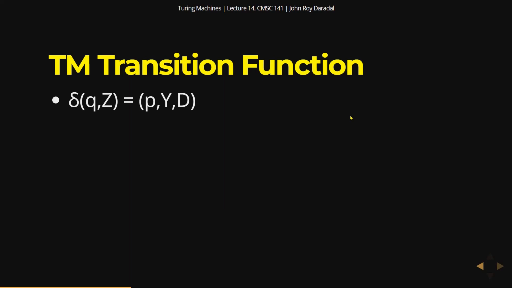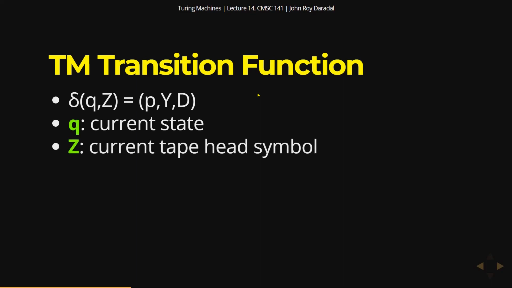Okay, so the transition function of a Turing machine looks like this. You have delta(q, z) is equal to (p, y, D), a direction. Let's break each part down. q is the current state, so you're in current state q, and z is the current tape head symbol. So the tape head is pointing at this symbol currently.